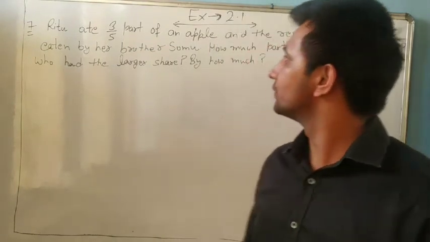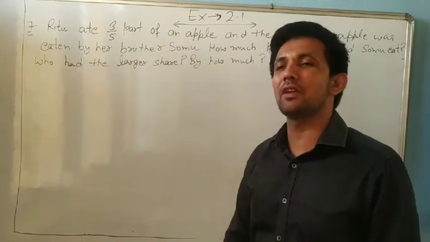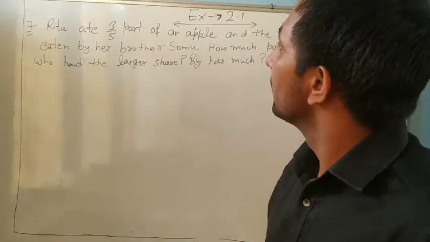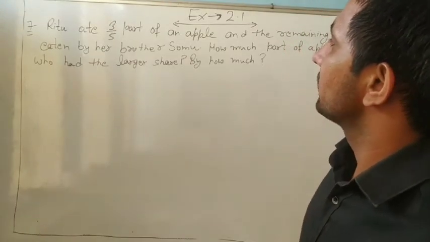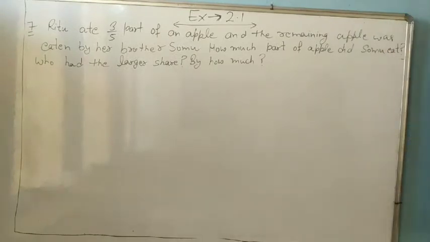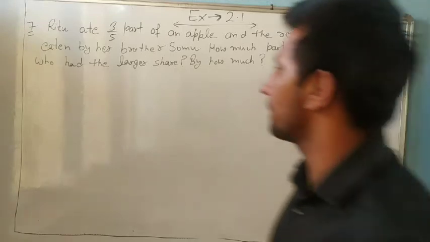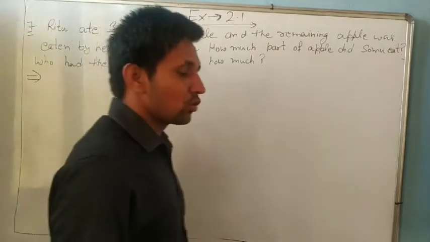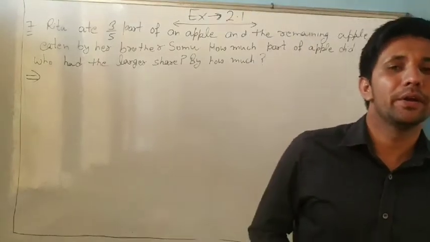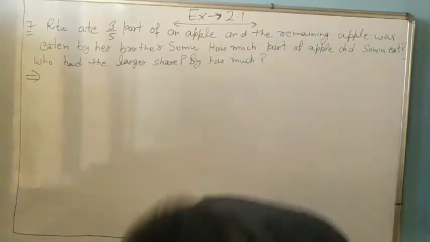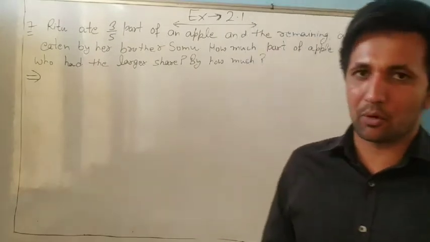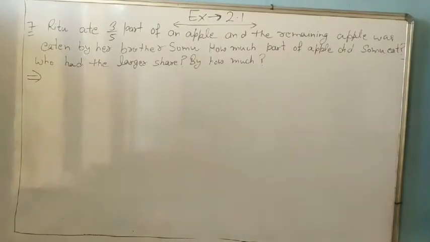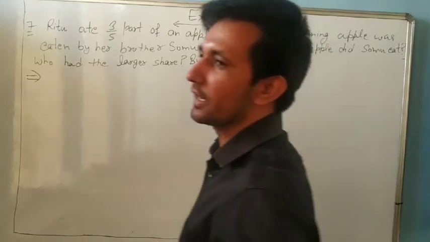Today we are going to start the seventh question of Exercise 2.1. Look at this: Ritu ate 3 upon 5 part of an apple, and the remaining part was eaten by her brother Somu. We have to find how much part of the apple Somu ate, and who had the larger share and by how much.